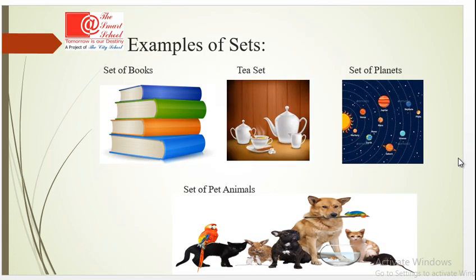To give you more clarification about well-defined sets, I want to show you a few more examples. Now, this is a set of books. So you can notice that only books are included in this set. And this is a tea set, and this is a set of planets, and this is a set of pet animals. You must have noticed that in all the examples, the objects have similar and common properties and their characteristics are related.